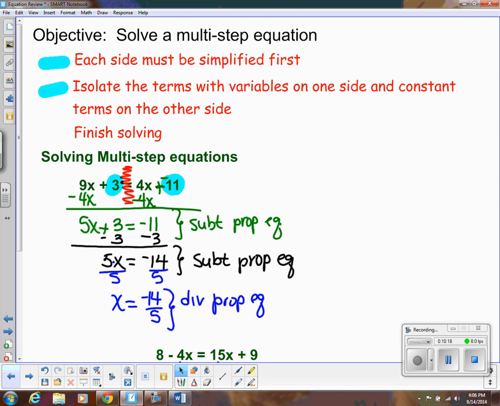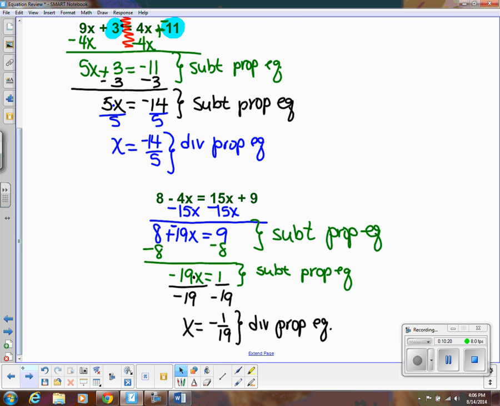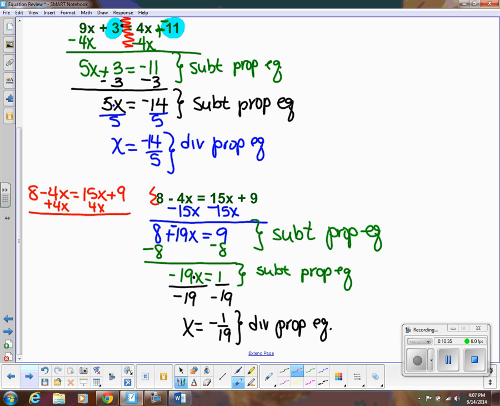I think I want to go back to this problem. And this is what I want to do. I want to take this right here, and I want to redo this first step. If I have 8 minus 4x equals 15x plus 9, I could have chosen to add 4x to both sides, at which point I have x is equal to 19x plus 9. Now, that would be the addition property of equality.